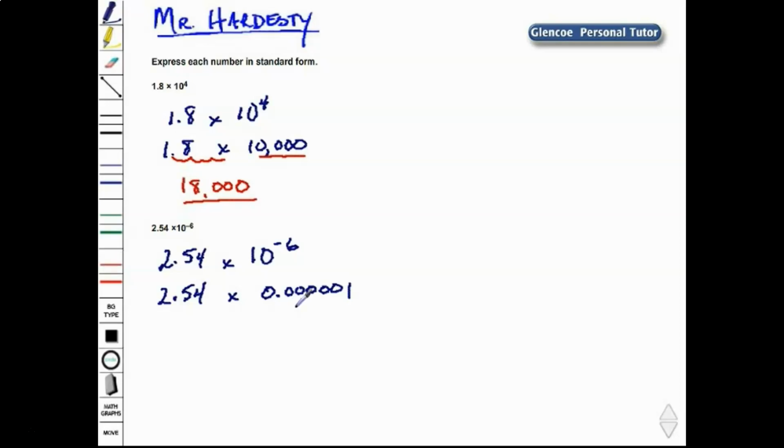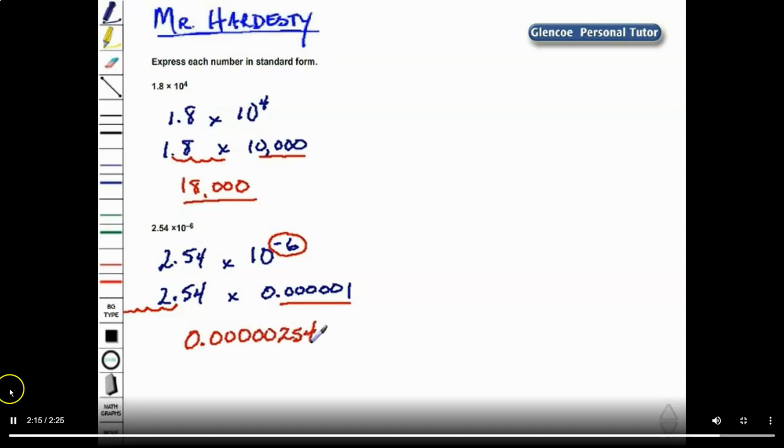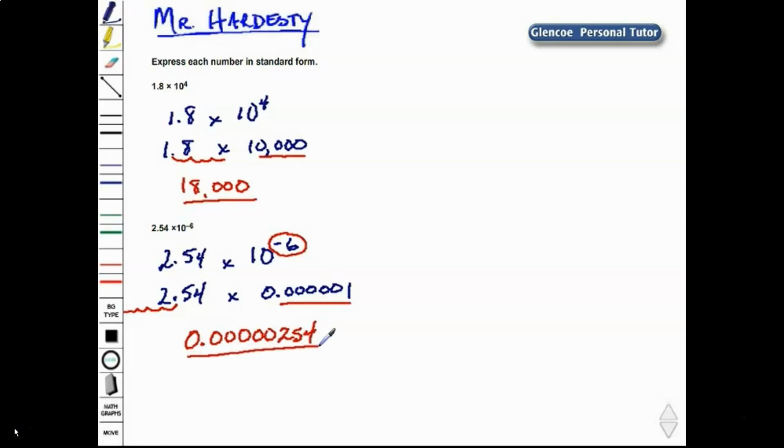Using our shortcut, we'll recognize that we are 6 decimal places to the right of our decimal point, which means we can count 6 places to the left. Now note that I'm counting 6 to the left because the exponent was negative. When we do that, we'll represent our product as 0.000000254. And there is the standard form solution that means the same as 2 5400ths times 10 to the negative sixth.